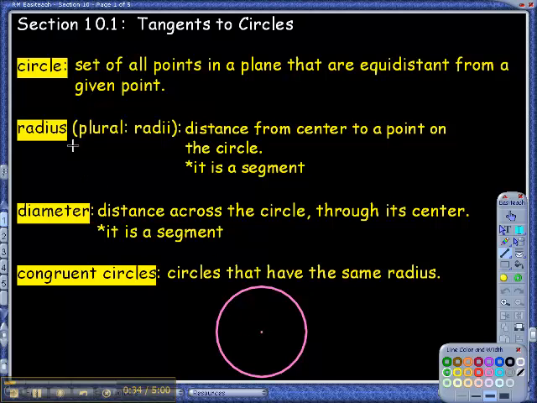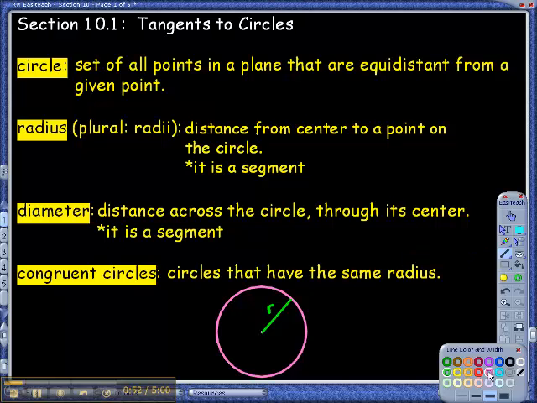The term radius is the distance that goes from the center of a circle to a point that's on the circle. It's a segment. It is not a line. It has two endpoints. That measure that I've marked right here on this picture would be called my radius. We all have heard of that vocabulary term before too.